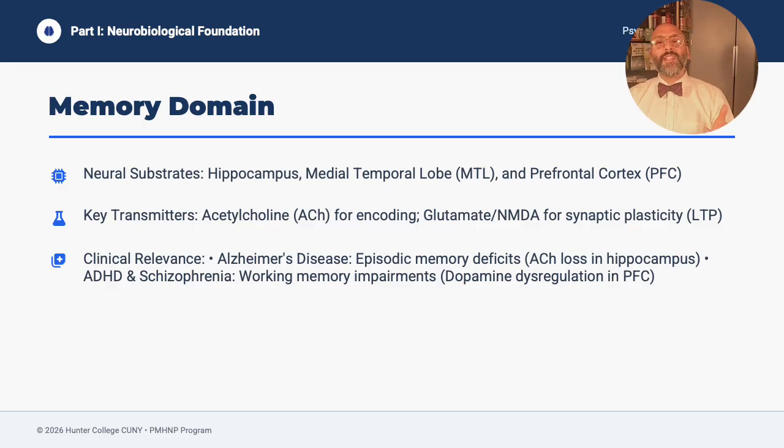So when a patient says, my memory is bad, your first question should be, is this an encoding problem, a consolidation problem, or a working memory problem? See, this distinction should guide both the diagnosis and the medication choice.